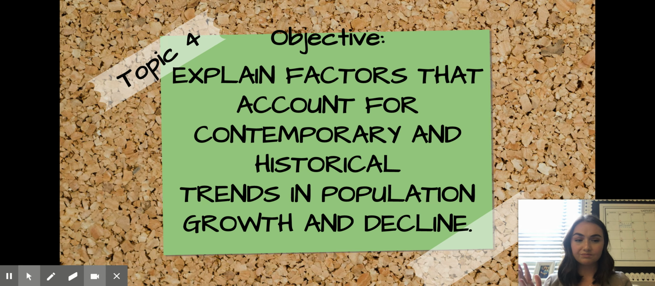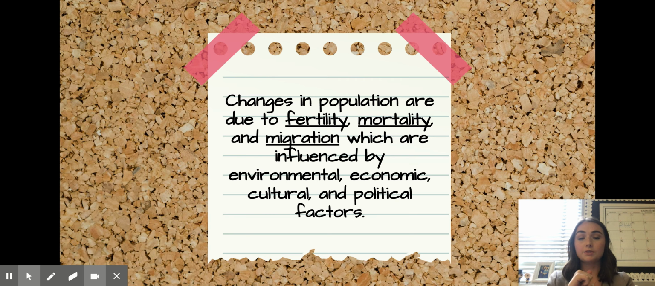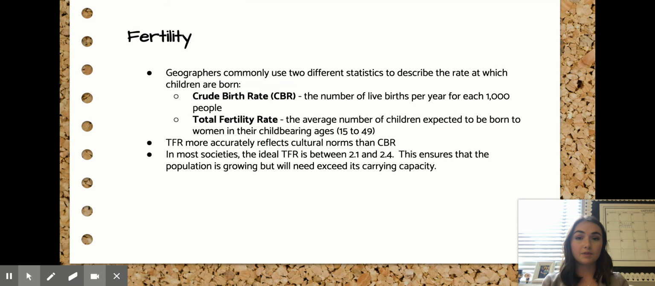but also just factors that do affect population in general. Obviously, this is not an all-encompassing list of every little thing that could affect population, but this is an overall general look at the factors that affect population, so if it's growing or declining or whatever. So changes in population are due to fertility, mortality, and migration, which are influenced by environmental, economic, cultural, and political factors. So, fertility, what is it?